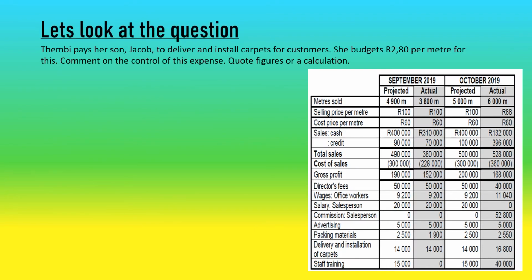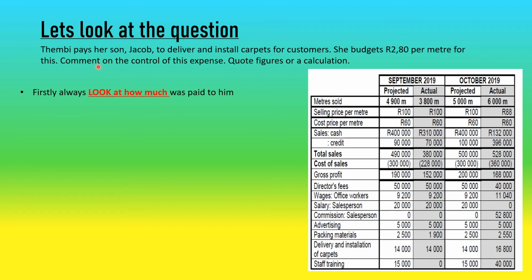Okay, let's look at another theory question. Tembi pays her son Jacob to deliver and install carpets for customers. She budgets 280 per meter for this. Comment on the control of this expense. Okay, so one thing you need to remember is they're giving you detail. You see here they tell you Tembi pays her son Jacob.